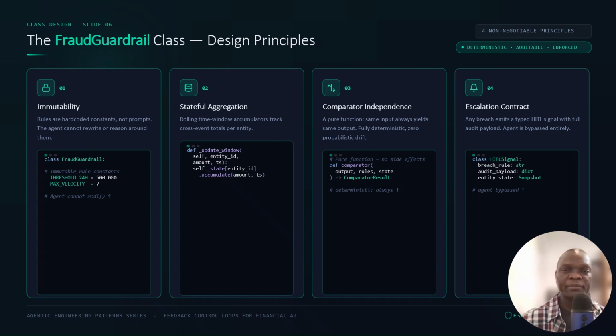These design pillars ensure the guardrail acts as a structural imperative rather than a suggestive layer. By combining stateful aggregation with a mathematically deterministic comparator, we remove any room for probabilistic error, guaranteeing that any significant breach follows a transparent, auditable path to human intervention.